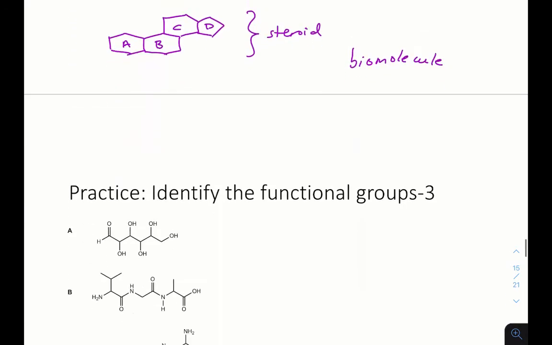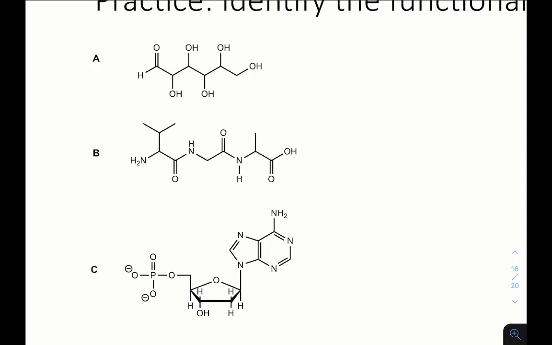Let's take a look at the functional groups in some other biomolecules. Here they are. And if you know what type of biological macromolecule it either is, represents, or it can be part of, write that down too for fun. Our first molecule, molecule A, this is an example of a carbohydrate. And specifically, it's a carbohydrate in its open chain form.